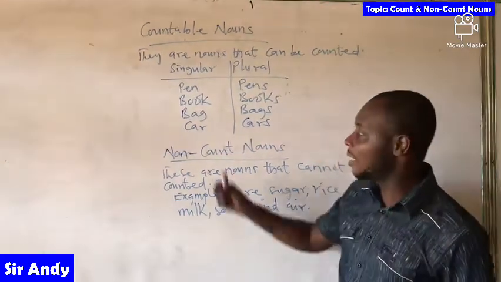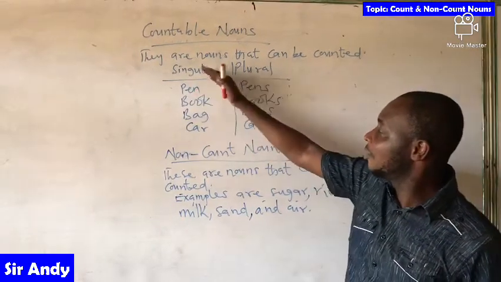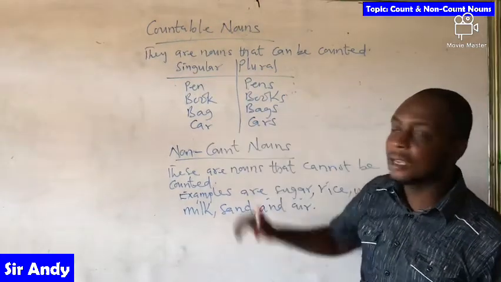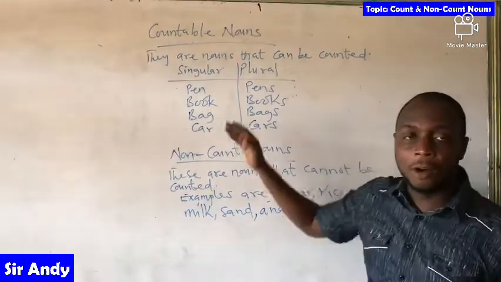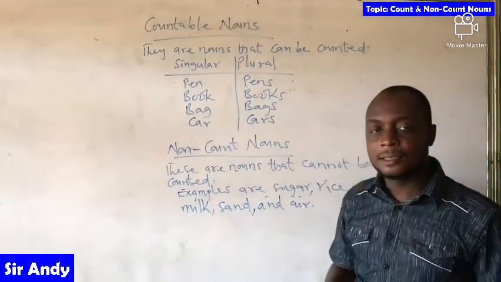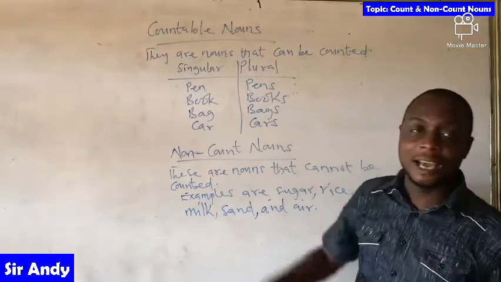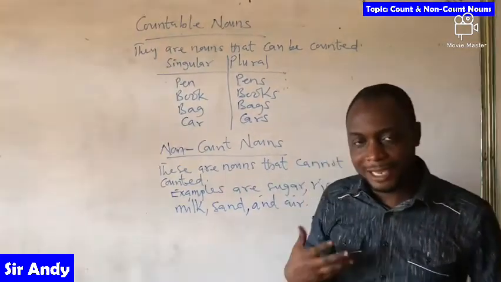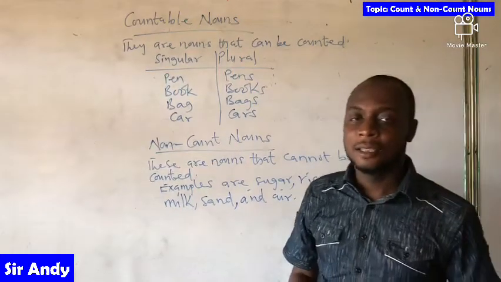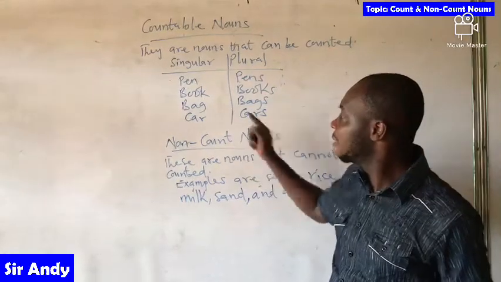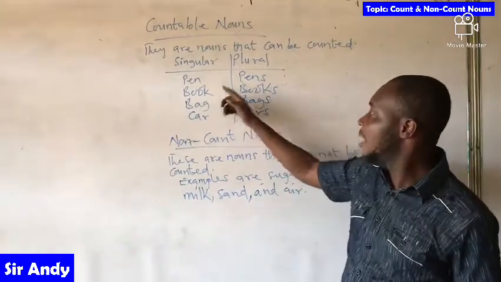You can count them. So we have examples like, these are singular forms of count nouns: pen, book, bag, car, right? And the plural forms for these are pens, books, bags, cars, right? These can be counted so far as we can count them, right? We regard them as countable nouns. The pen, pens, right? And so on and so forth.